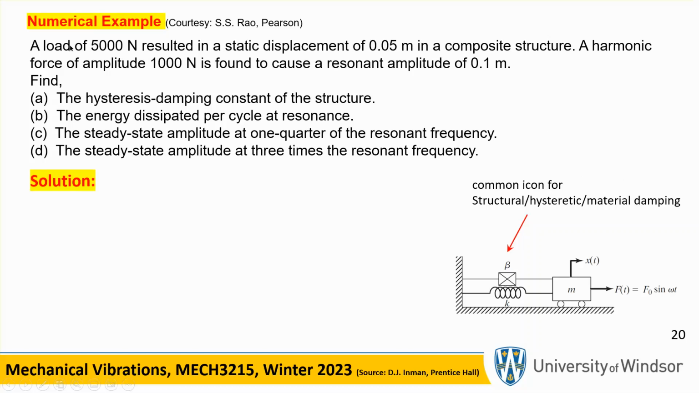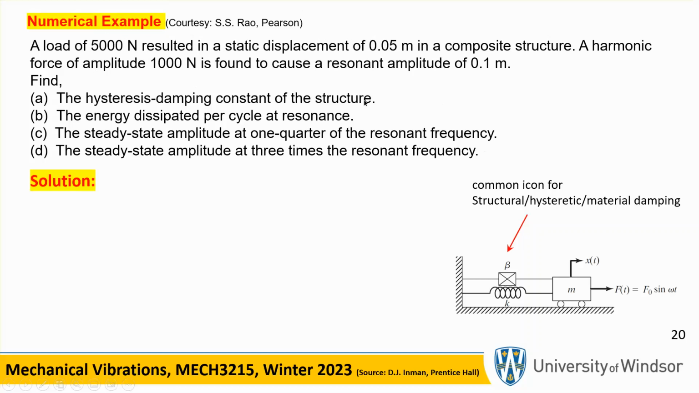All right, what do we know here? We know that this F naught is 5,000. If you apply 5,000 newtons, we know that the block moves by that much. This information will tell you the stiffness of the spring. It says a load of 5,000 newtons results in a static deflection of 0.05. You have force, you have deflection, they'll give you K.